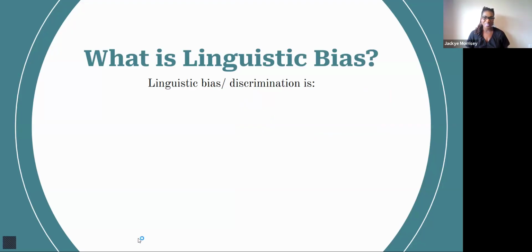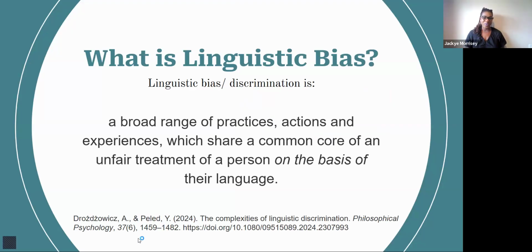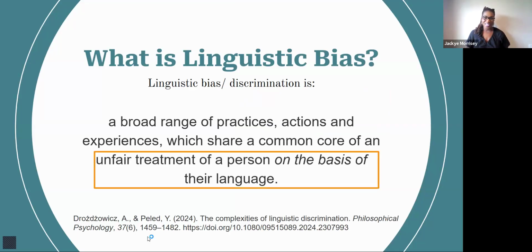So, what is linguistic bias? I'm so glad you asked that question. Linguistic bias, according to Drozdowicz and Paled, is a broad range of practices and actions and also experiences that share a common core of an unfair treatment of a person on the basis of their language. So, if you're looking at that definition, I think the one thing that we do need to hone in on here is that it's unfair treatment of a person on the basis of language.